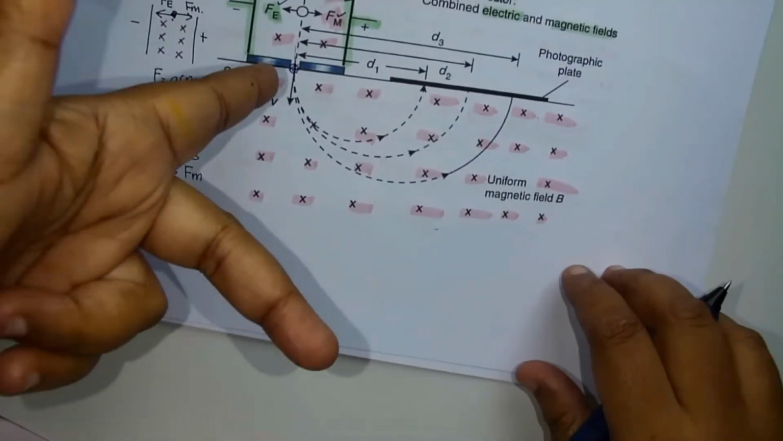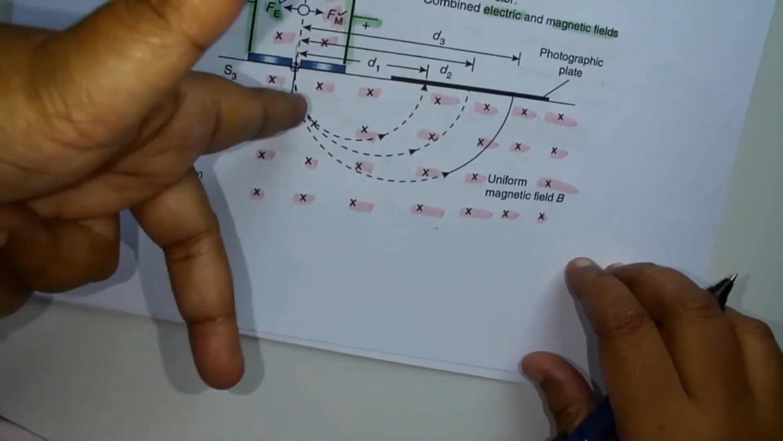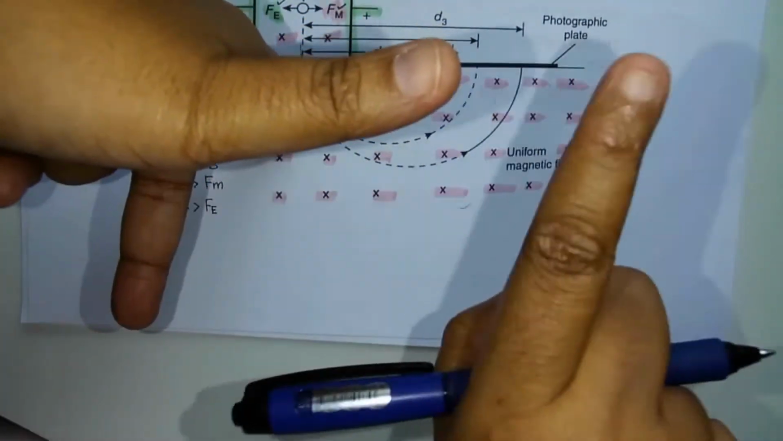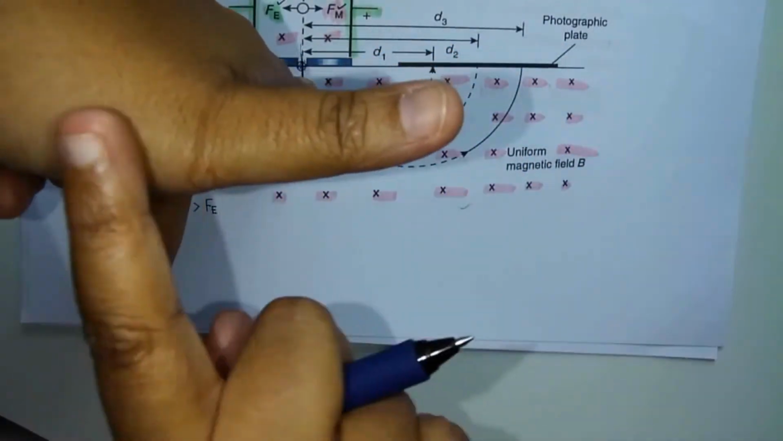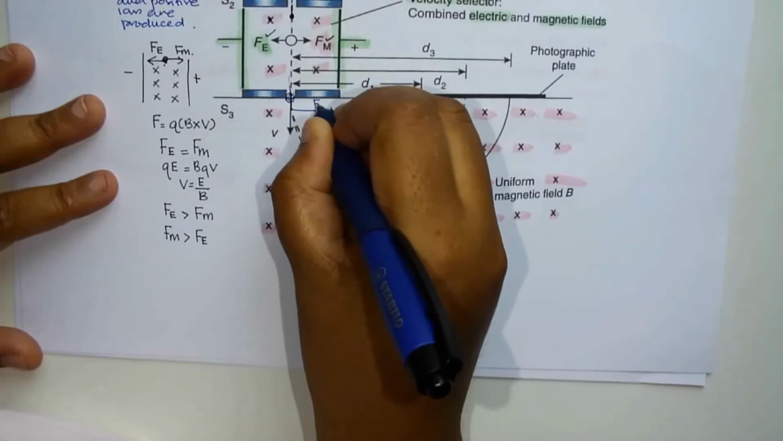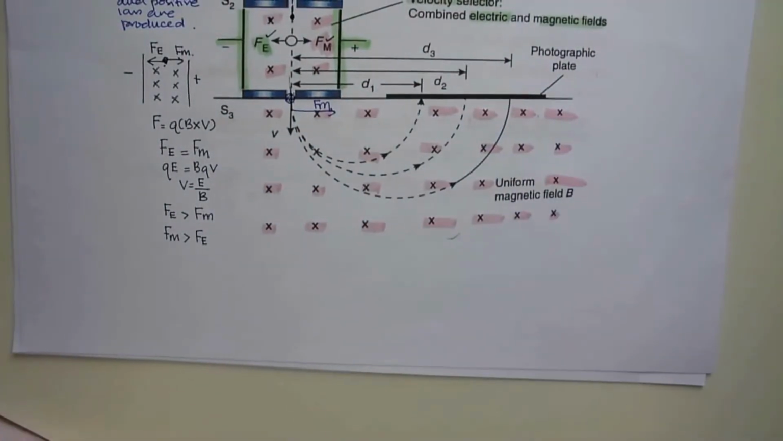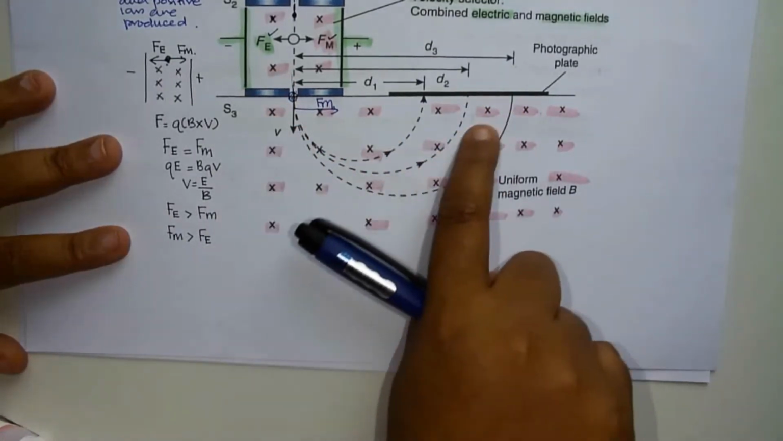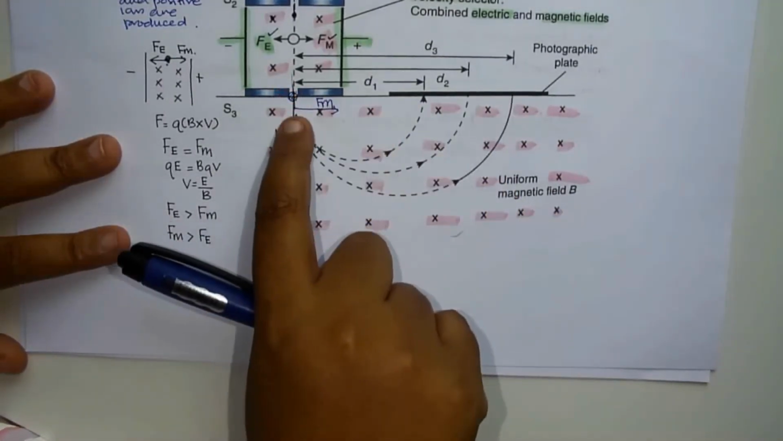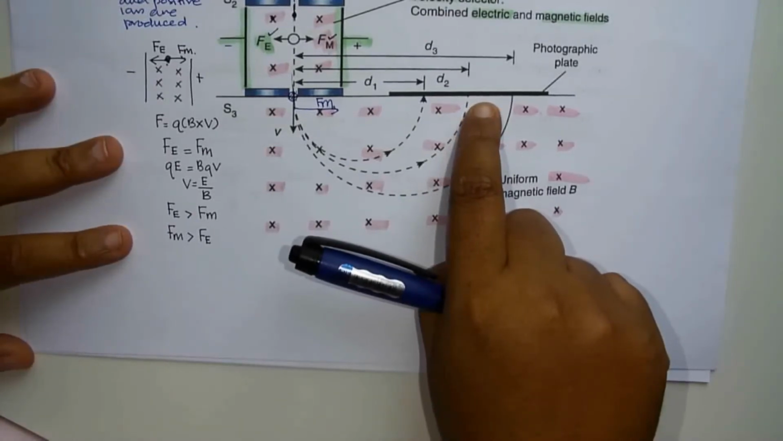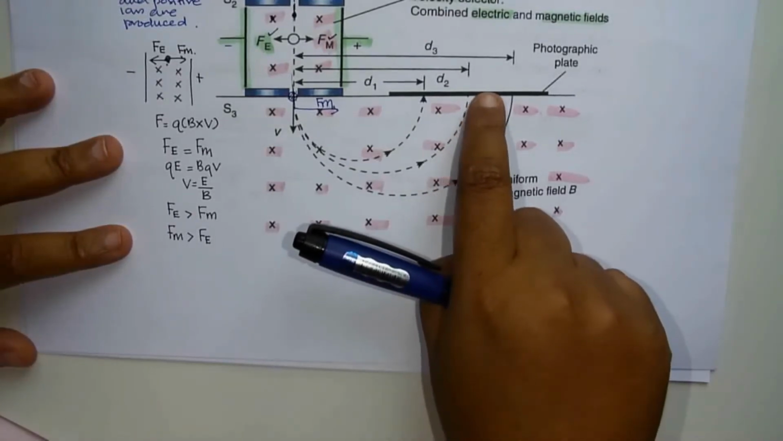So this is the B, this is the V. So the direction of the magnetic force will be in this direction. Okay, and the concept is, since it's a magnetic field, it will follow a circular path. So it goes and hits the photographic plate and leaves a mark on it.